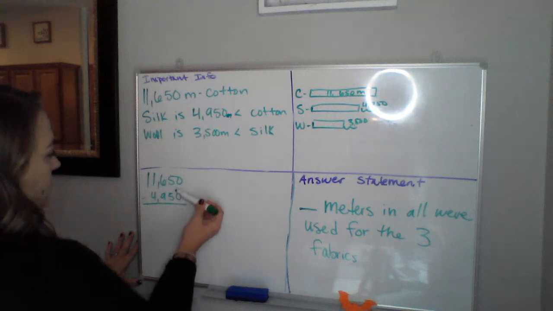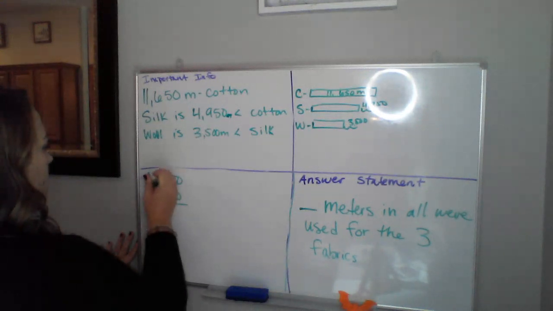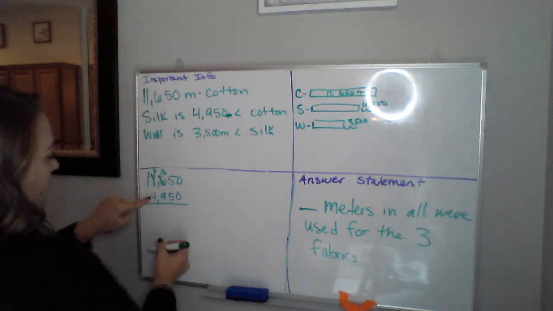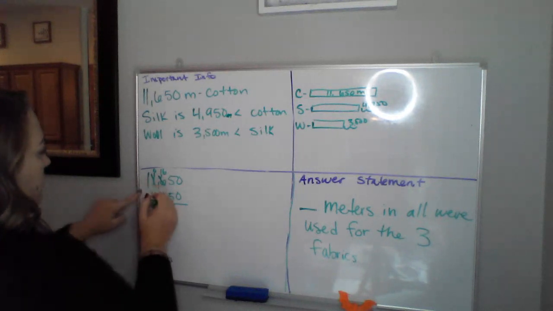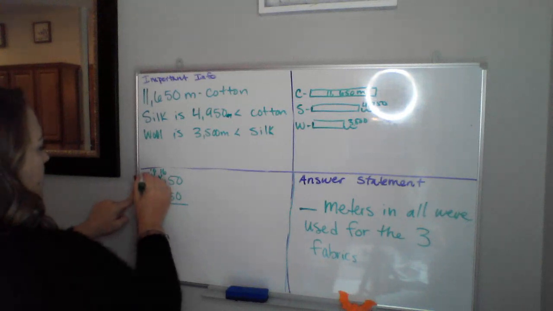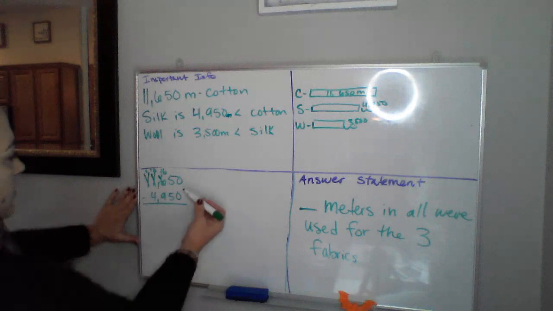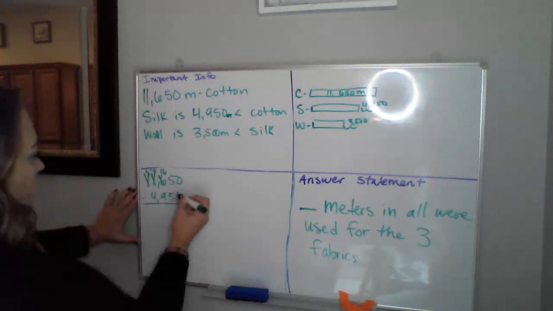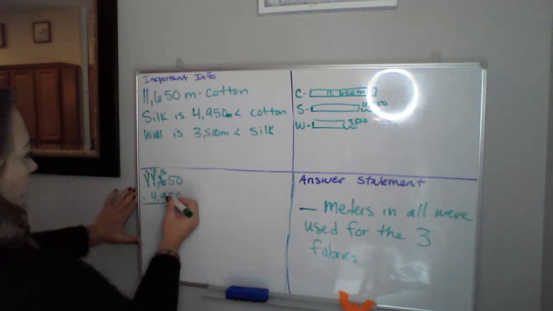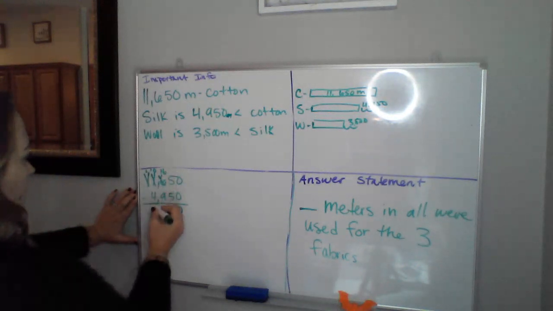0 minus 0, 5 minus 5, 6 minus 9. I'm going to have to borrow. My 1 is going to become a 0. My 6 is going to become a 16. 0 minus 4, I'm going to have to borrow. So that's going to become 10. And my 10,000 is going to become 0. So now I can subtract. So 0 minus 0, 5 minus 5, 16 minus 9, and 10 minus 4.